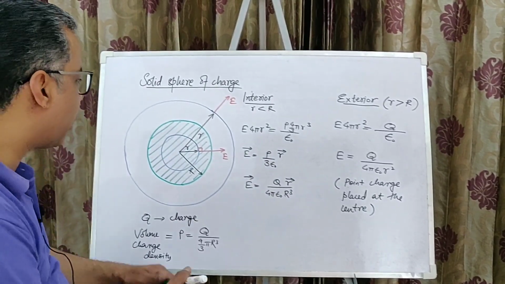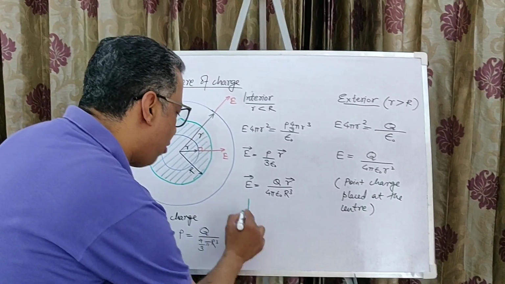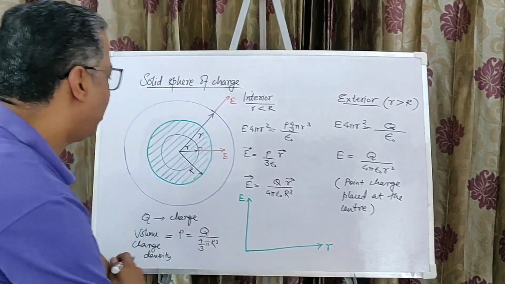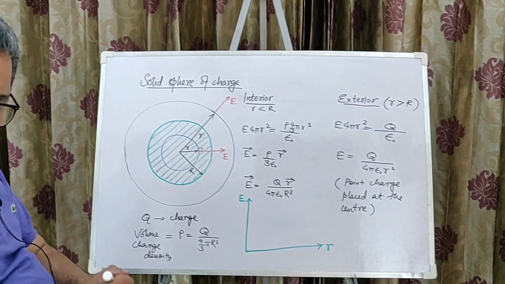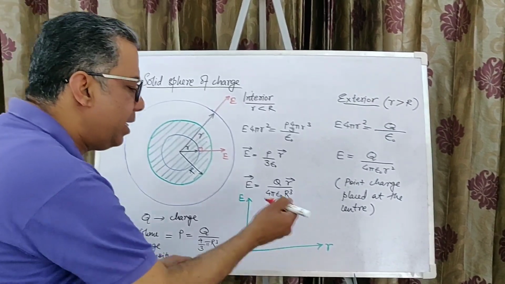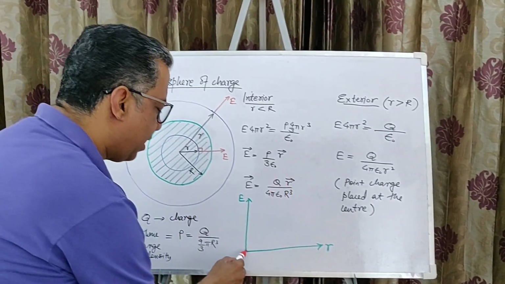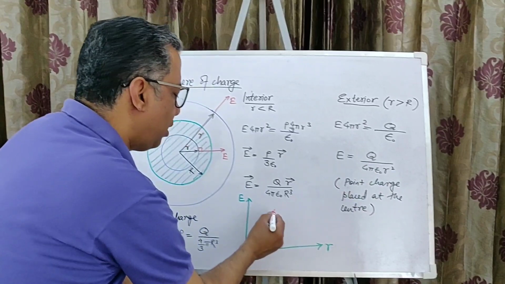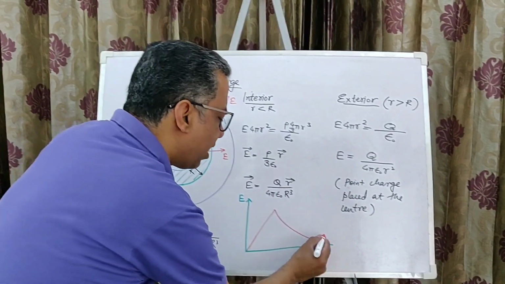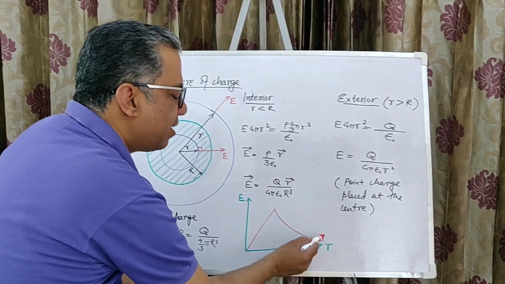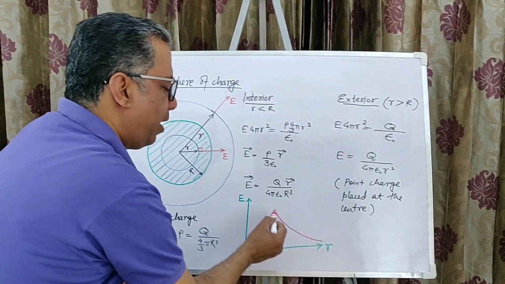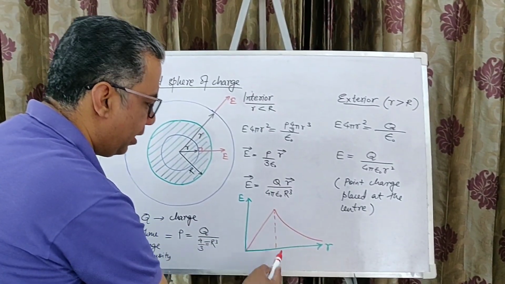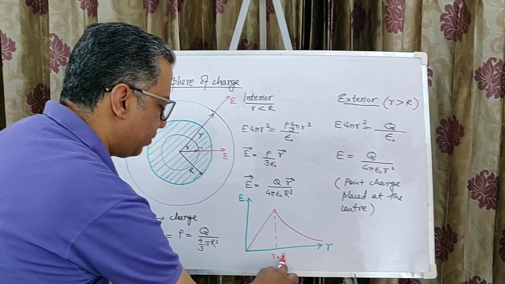And if you are to draw a graph showing the variation of magnitude of electric field with the distance from the center, then the graph will look like this. In the interior, there is a direct proportionality with r, so we have a straight line. And in the exterior, it's inversely proportional to r square, so we have a graph that looks like this. At large distances, this field will become practically zero. This point here, of course, is small r equal to capital R.